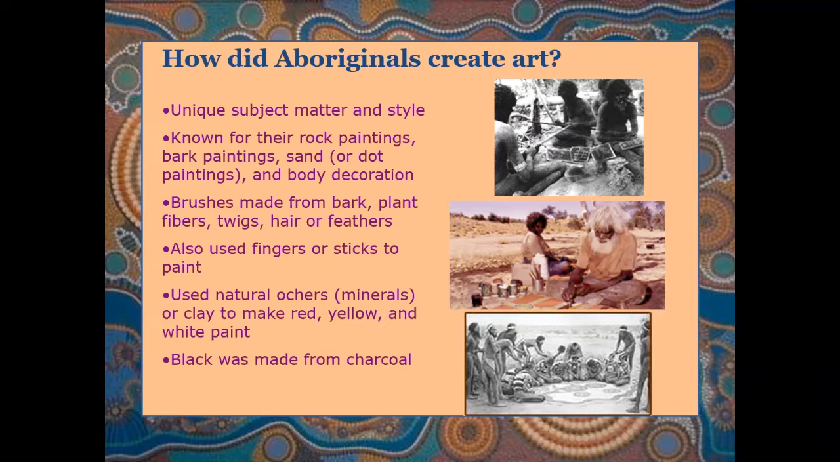So brushes were made from bark, plant fibers, twigs, hair, or feathers. And they also used fingers or sticks to paint. So today we'll be using brushes and Q-tips. I don't think they had Q-tips 40,000 years ago, but we are going to use Q-tips. They used natural minerals or clay to make red, yellow, and white paint. Black was made from charcoal. So we'll have some different colors. Traditionally, the art would have only been made with colors of the earth like red, yellow, white, and black, but you should have in your kit some pretty fun colors.